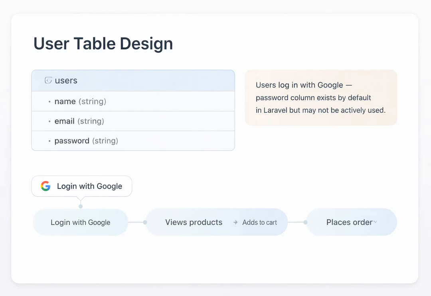The user table is straightforward. Users on this platform log in using Google Authentication, so they don't manually enter a password. However, Laravel's default user table includes a password column, and we're keeping it as is for now rather than removing it. The 3 standard fields, name, email, and password, are sufficient. After logging in, the user can browse products, add items to their cart, and place orders. The user table itself doesn't need much complexity. The interesting logic happens in the cart and order tables.